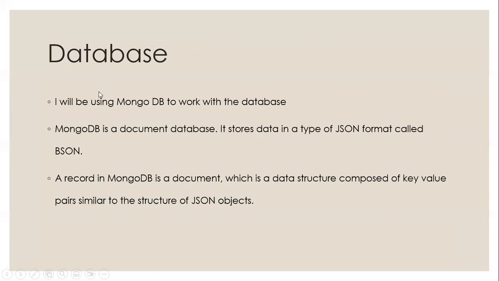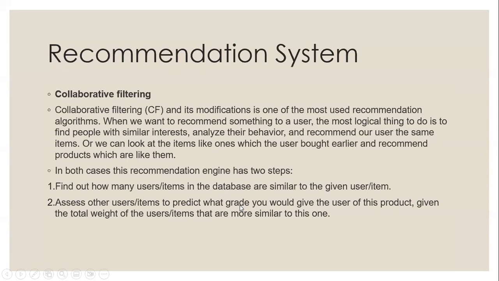Now talking about the database, I'll be working with MongoDB. MongoDB is a document-based database, not a relational database. It stores data in a JSON-like format called BSON. A record in MongoDB is a document, which is a data structure composed of key-value pairs similar to the structure of JSON objects. Talking about the recommendation system, I'll be using the collaborative filtering algorithm to do the recommendation part.